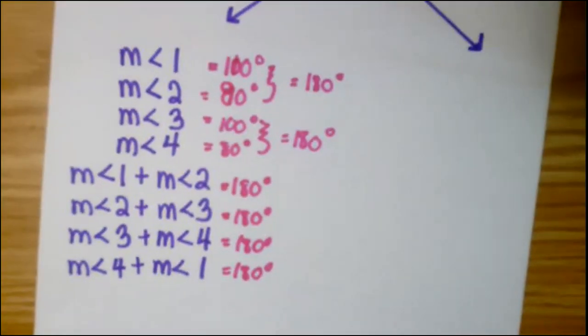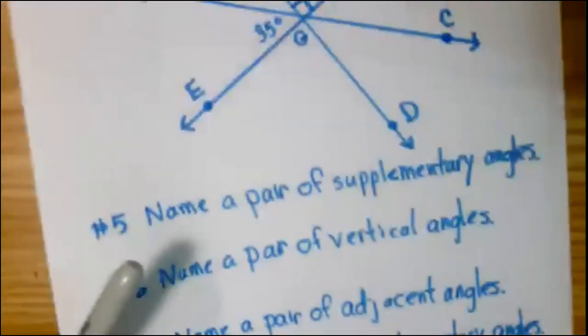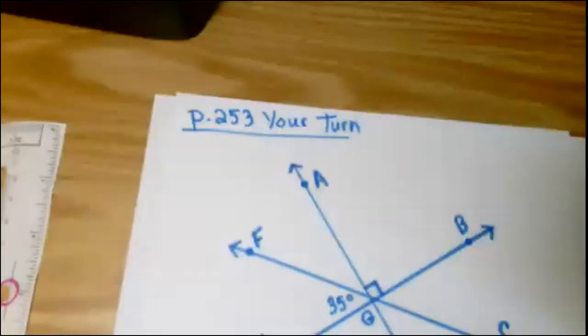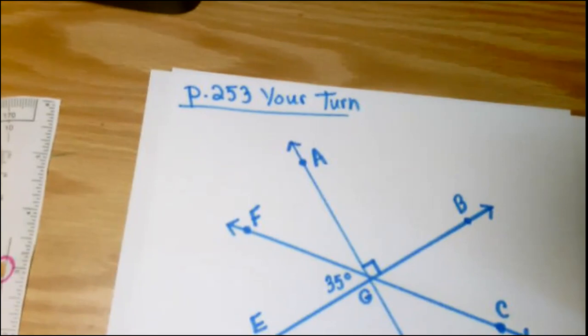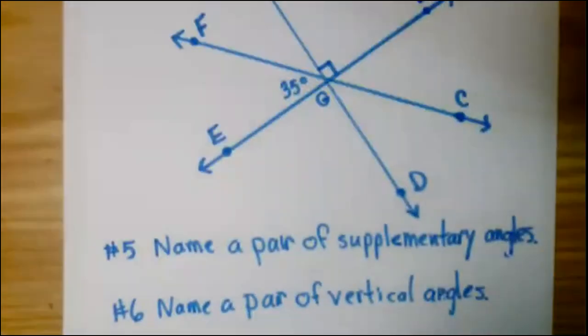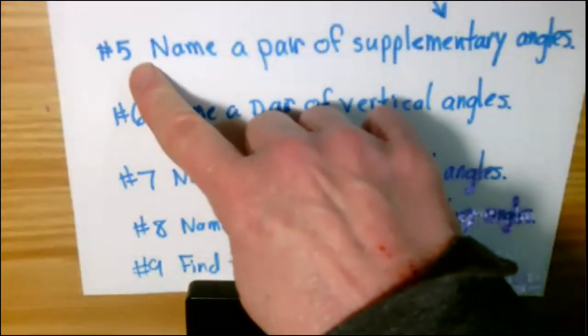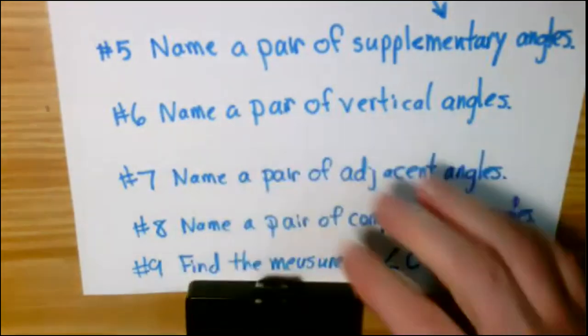All right, next I want to do page 253, your turn. So that's what I'm going to pull up now. Hang in there. We are almost done for this video. All right, this is your turn, page 253, and I don't think I can get the whole thing in there. But you can see them in your book if you follow along. The same questions in your book, number 5, 6, 7, 8, and 9.